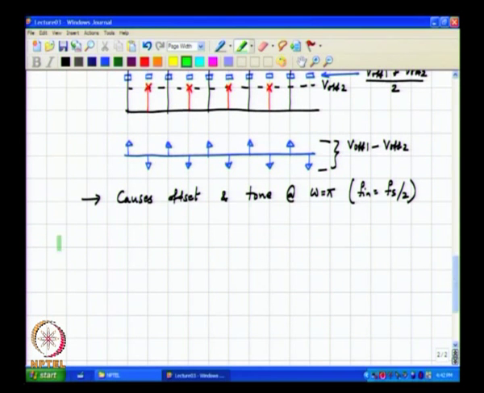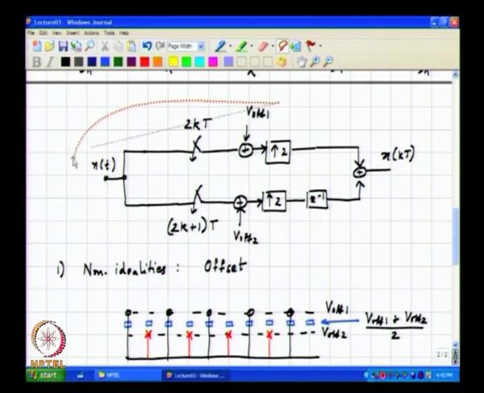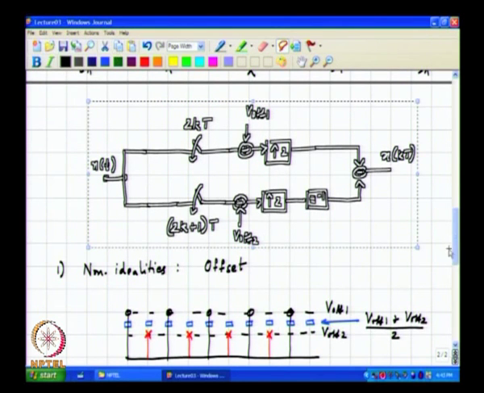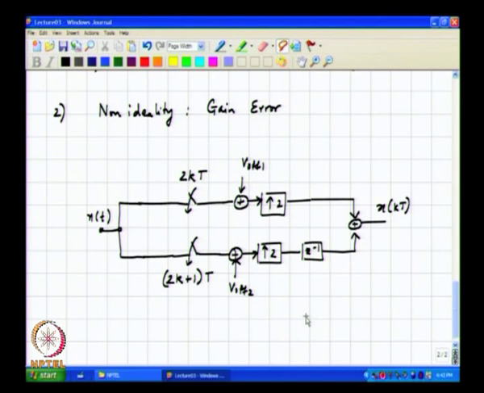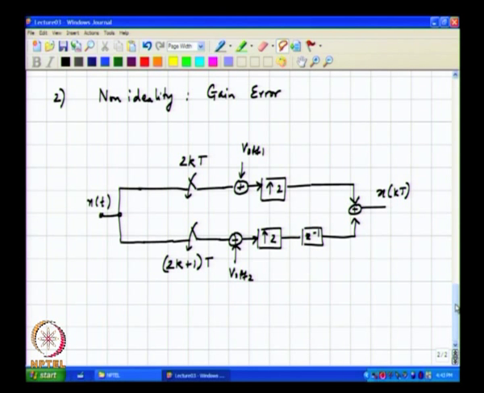Okay. Now, the next non-ideality, any questions? Okay. The next non-ideality is gain error. So, let me again copy this and paste. Now, just like each channel introduces its own offset, because these two channels are built using different circuitry, though they are nominally identical, it will turn out that there will be a small gain error. In other words, the gains of all the channels will not be the same. You understand? So, let us now consider gain error separately.